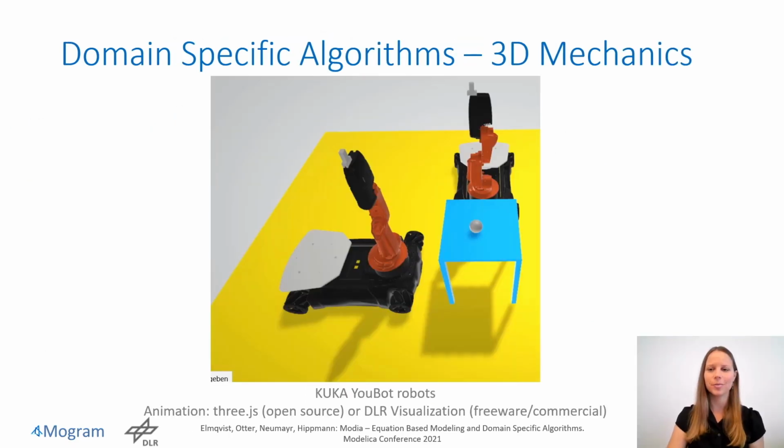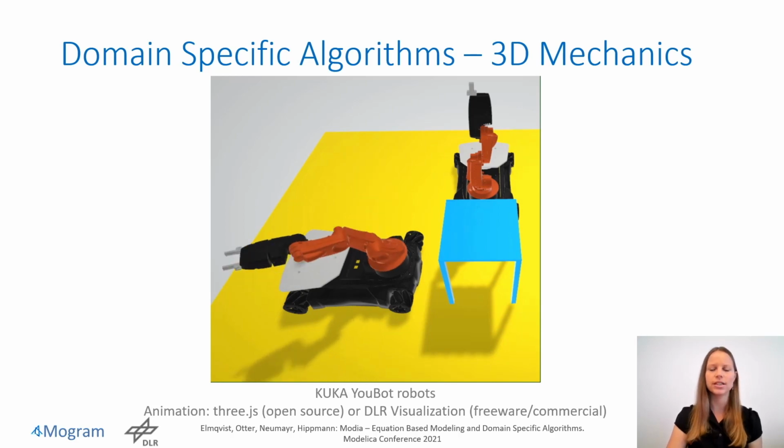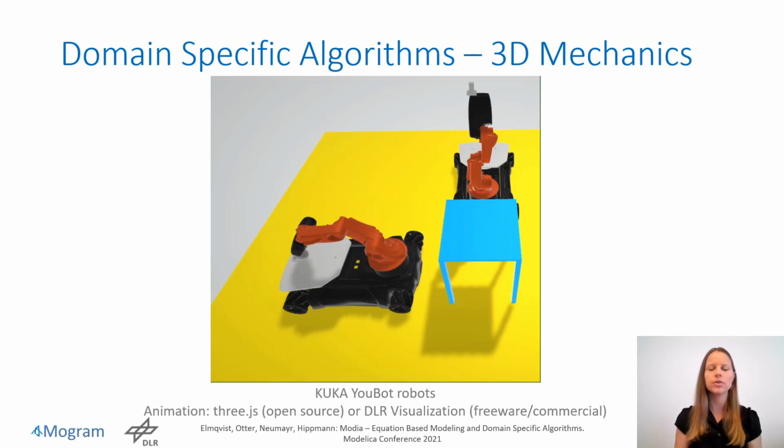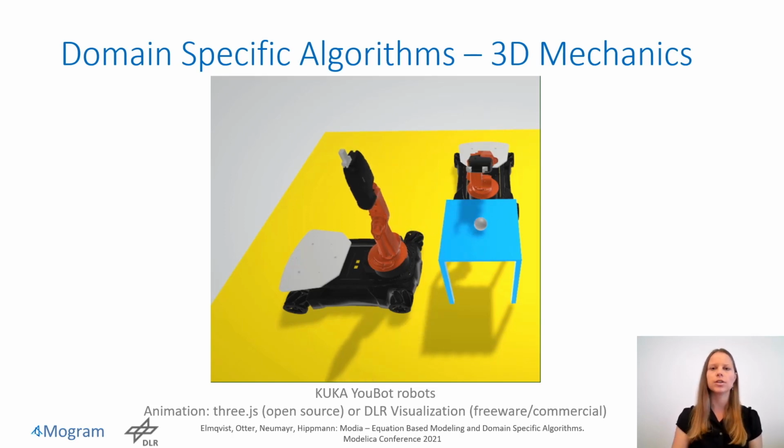I am Andrea Neumayr, and I'll show you how to deal with domain-specific algorithms based on 3D mechanics. In this short video clip, you can see two cooker robots playing around with a solid ball. 3D mechanics is about physical behavior. This means each robot has mass properties, and also about collision handling, because the grippers are colliding with the ball.